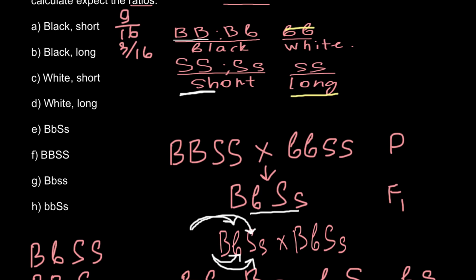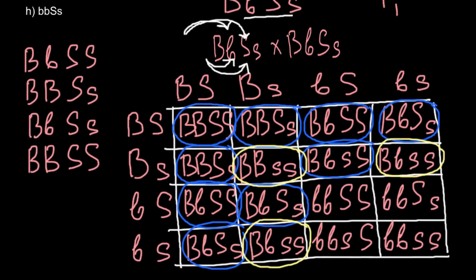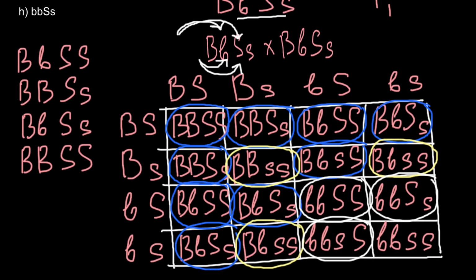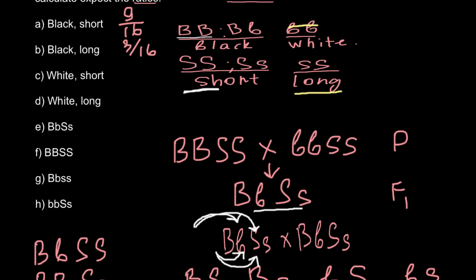Now we have to find white and short. Let's once again return to our table, and white would be small b, and short would be at least one should be capital S. So let's search such genotypes here, and this is going to be 1, 2, 3. So 3 out of 16 would be white and short-haired. So now we can answer this question, and this is going to be also 3 out of 16.